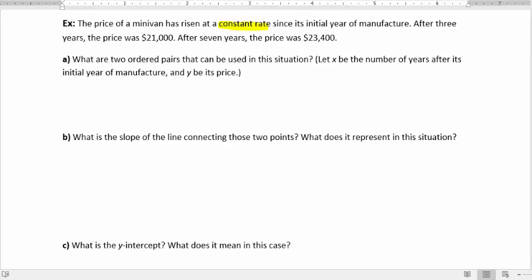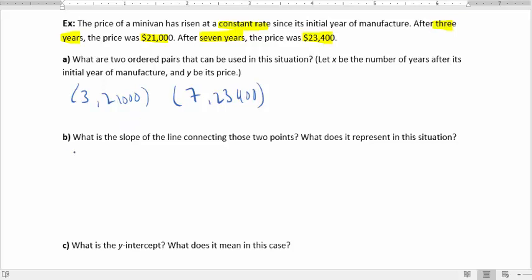So what we're going to have to do in this case is identify two ordered pairs that you can use to model, to first find the slope, because we don't have the slope or the y-intercept. What we do have is 3 years, $21,000, and 7 years, $23,400. So we're letting x be the number of years and y be the price. So the 2 points are going to be (3, 21,000) and (7, 23,400).